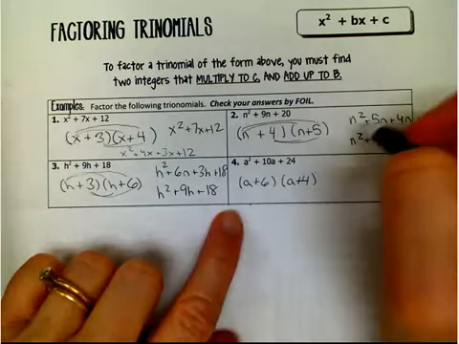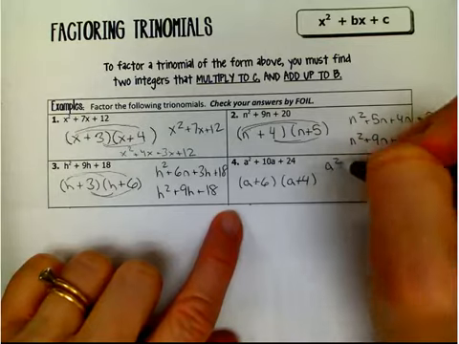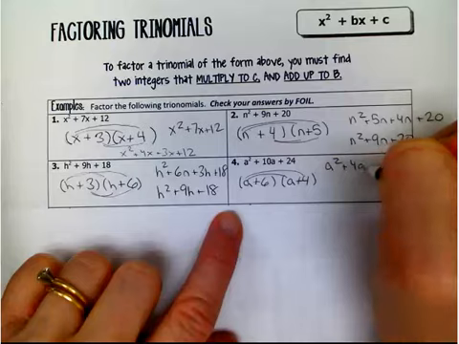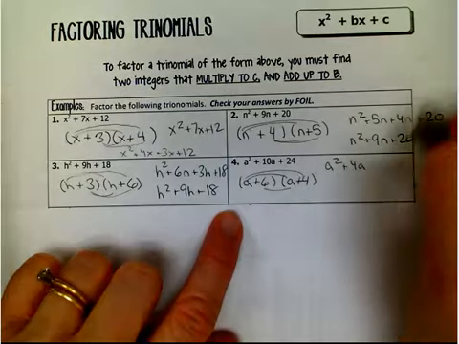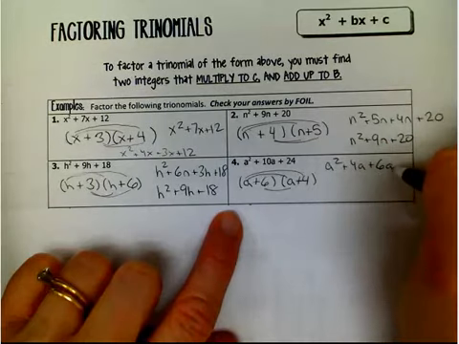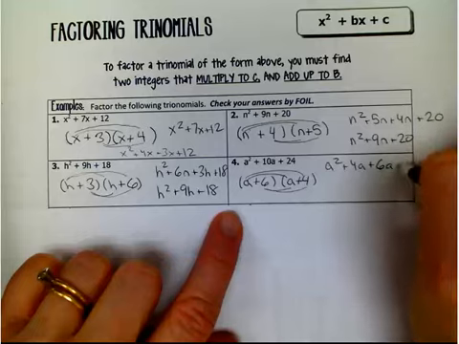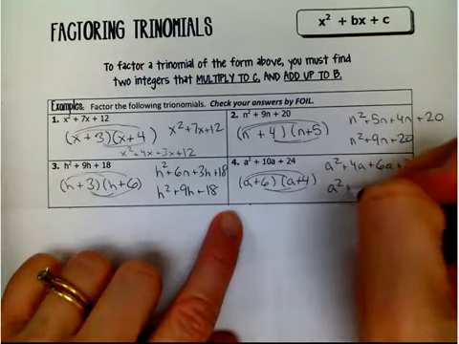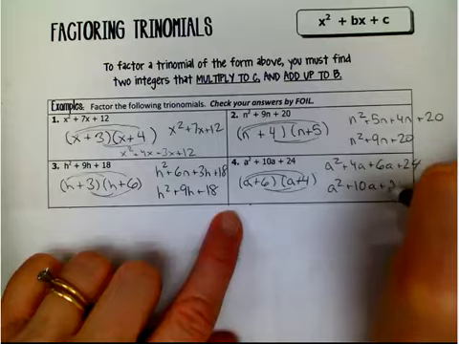And when I do my FOIL, I'm going to have a squared plus 4a, and then I'm going to do my inside, which is 6a, and then my last is 24. And when I simplify that, I have a squared plus 10a plus 24.